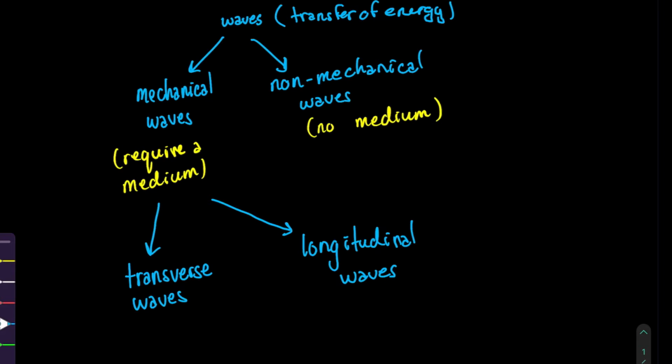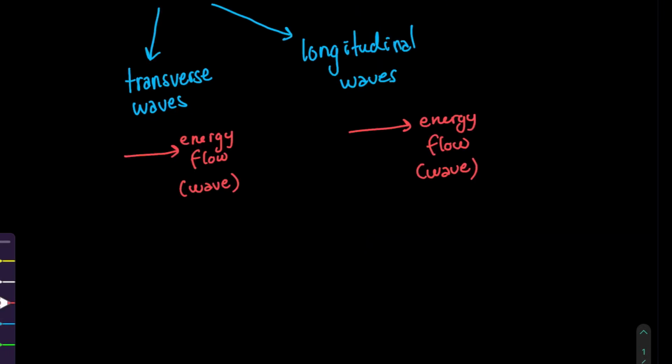Now, the way that you can distinguish between the two, you need to know in which direction the energy is flowing and how the medium behaves. In particular, how are the particles being displaced? For comparison purposes, I'm going to put the energy flow for both of these to the right, and that way we can focus on the particle displacement. So in the transverse wave, the particle displacement will be perpendicular to the energy flow. Whereas in the longitudinal wave, the displacement of the particles is parallel to the energy flow.